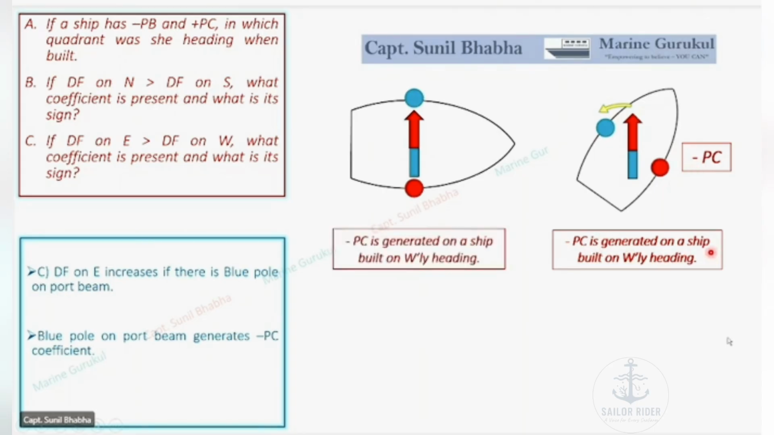Negative PC is generated on a ship which is built on a westerly heading. So the answer to this particular question is that the coefficient present on the ship is negative PC. If the directive force on easterly heading is greater than the directive force on westerly heading, the coefficient present is negative PC.